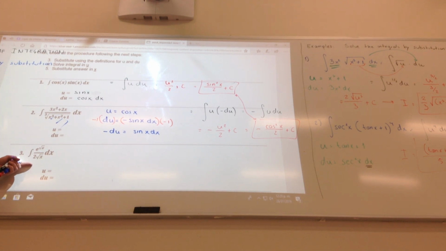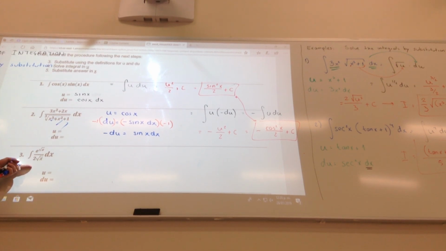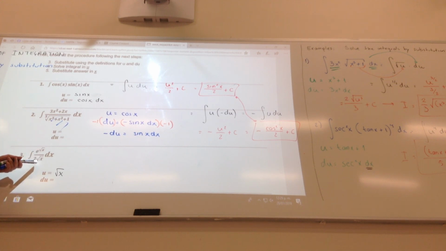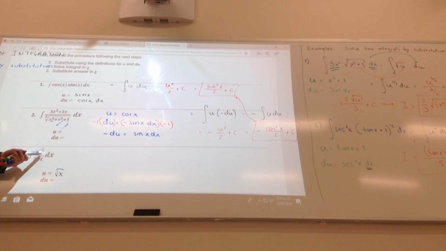Which one would be my u? E? No. 2? No. Just a square root. Just a square root. But which one? This one or that one? Or both? No, the 2dx, no? This one or that one? The one below.